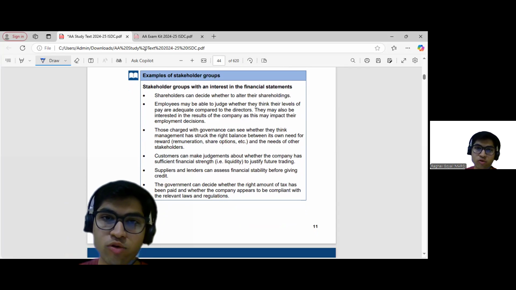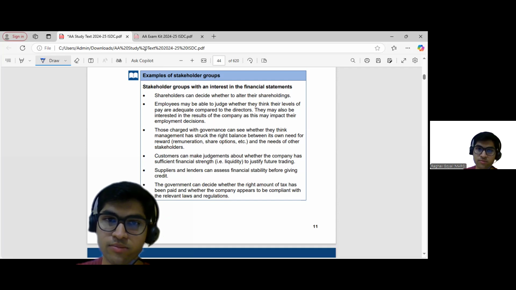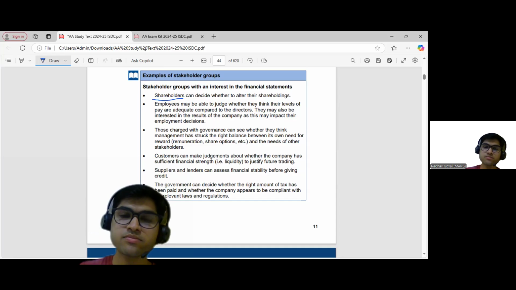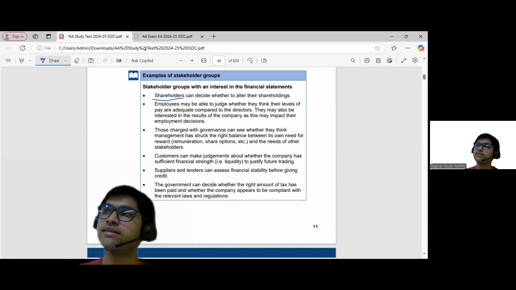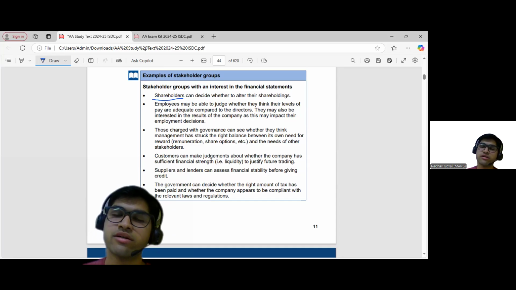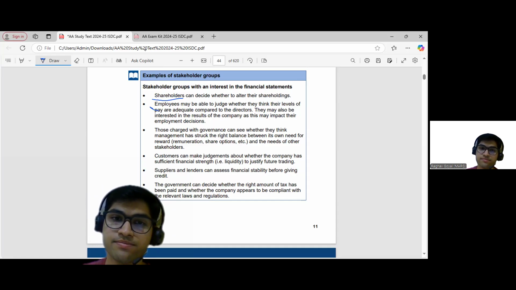Then we have different stakeholder groups who could be concerned with the financial statements. First of all, most importantly, we have the shareholders. Then we have the employees. If they see that the directors are being paid huge bonuses and their salaries have stayed the same for the last 5 years, then they could take certain decisions and would want something to be done differently. So employees would also be interested.